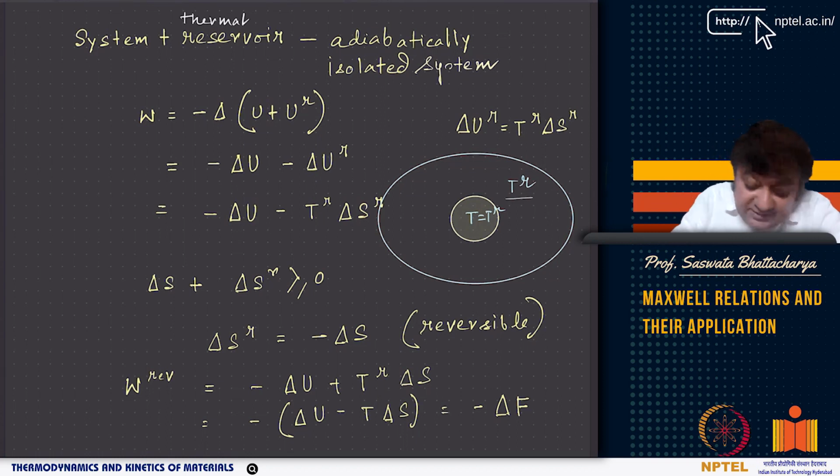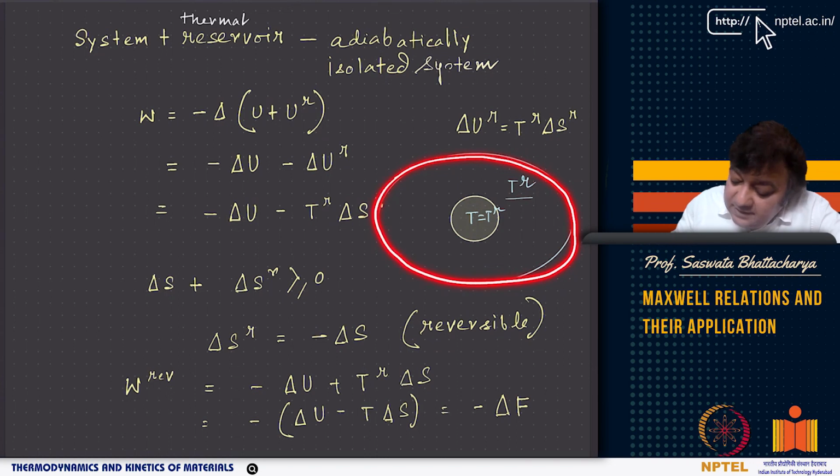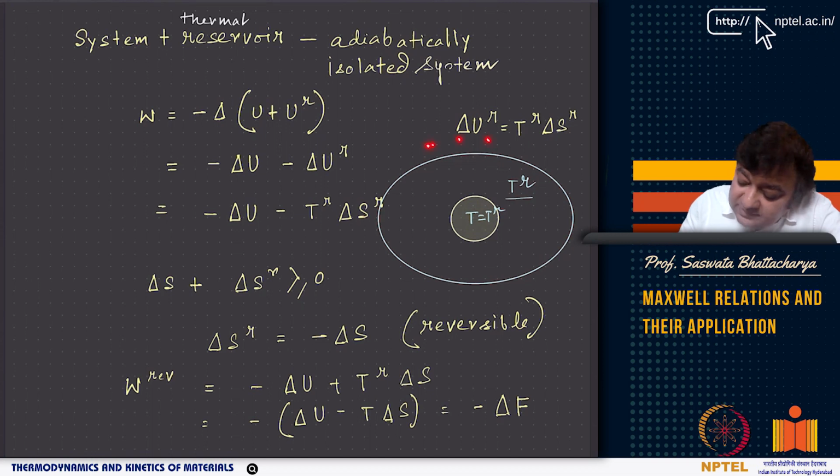Now if you look at this entire system, it is adiabatically isolated from the rest of the universe. So it does not permit any exchange of heat here. So Q is not permitted, there is no exchange of heat.